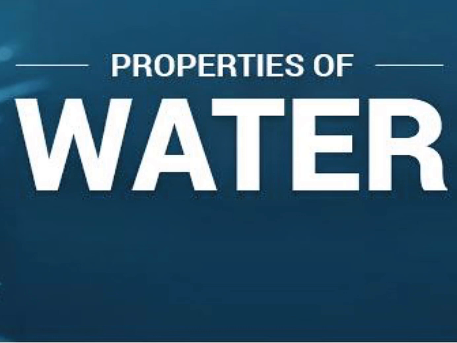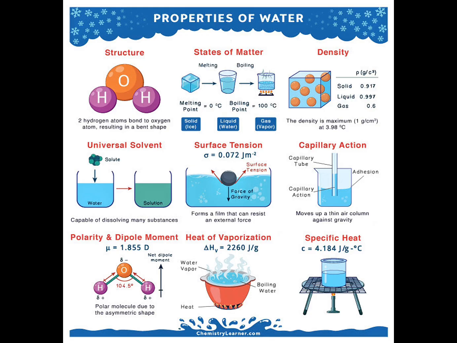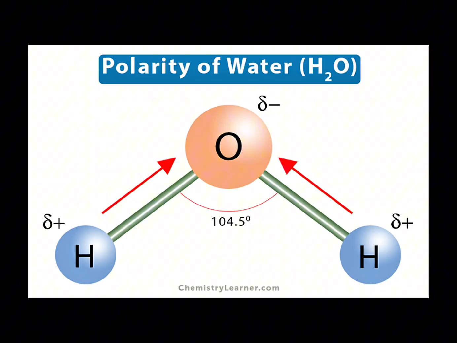Water has many important physical and chemical properties that make it unique. And today I'm going to focus on three of them: polarity and molecular structure, the relationship between density and temperature, and the water's ability to act as a solvent. First, we're going to look at polarity and molecular structure.